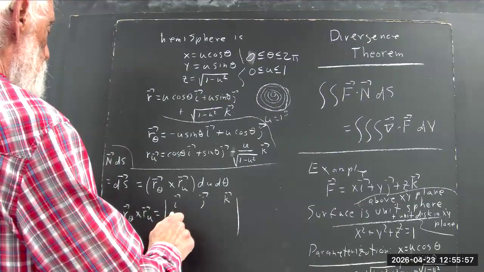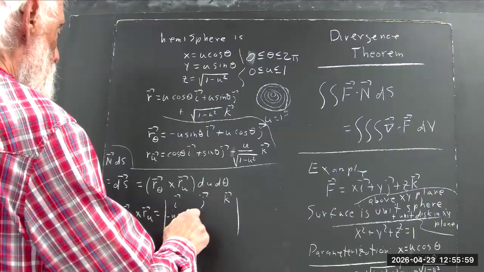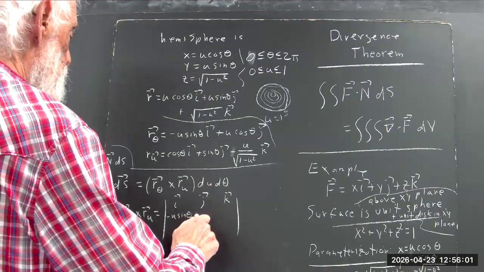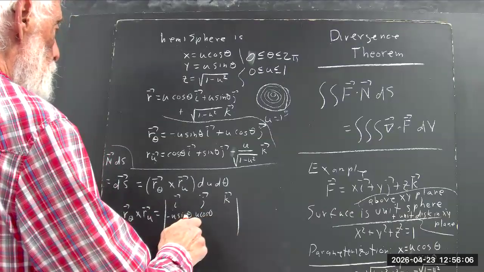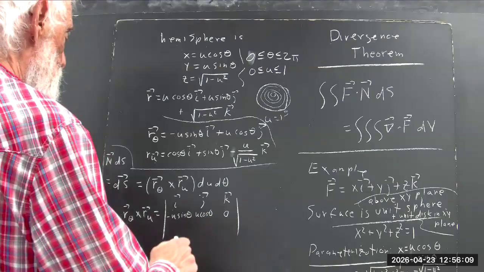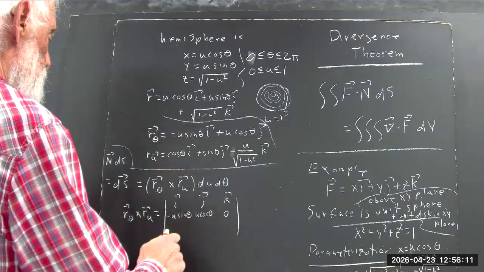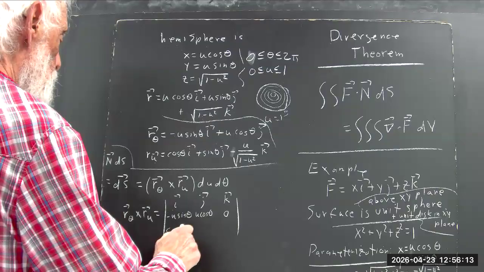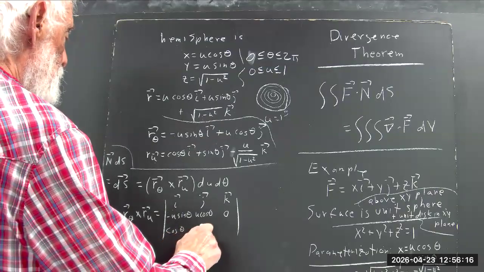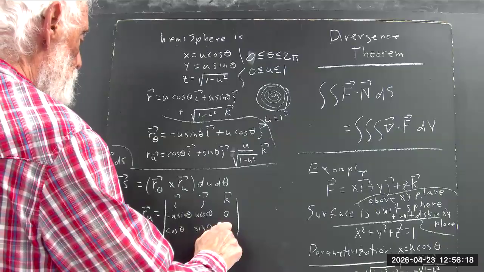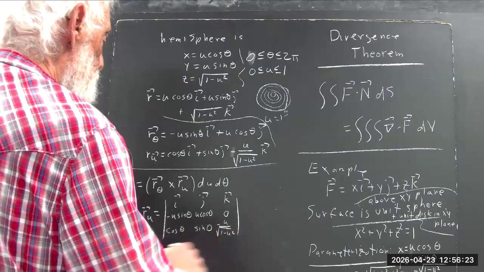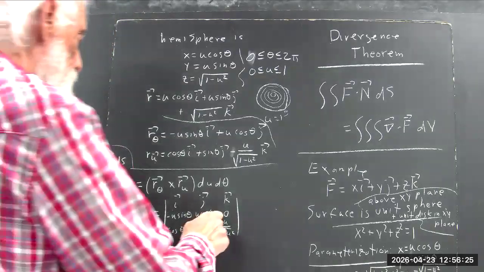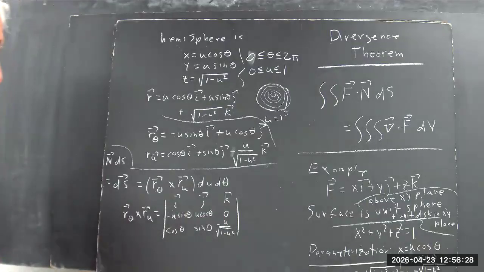Okay, so it's negative u sine theta. I'm going to give myself more room. U cosine theta, 0. And then it's cosine theta, sine theta, and negative u over the square root of 1 minus u squared. Written that kind of small, but something you should be able to do.